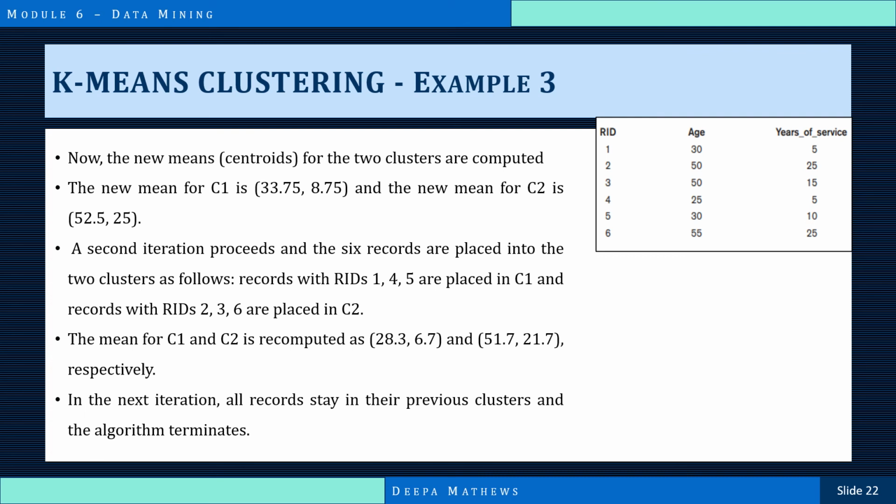Again, we are recomputing the mean point of C1 and C2. Now we got for C1 the value 28.3, 6.7, and for C2 it is 51.7, 21.7. Again, we are assigning the objects. In the next iteration, all the records stay in their previous clusters, and so the algorithm terminates.